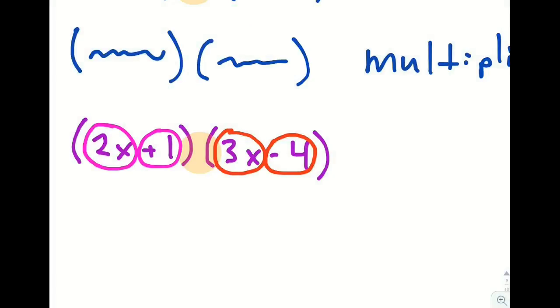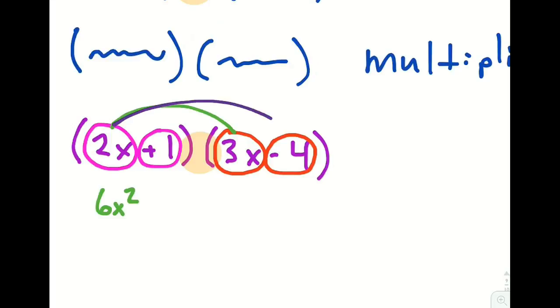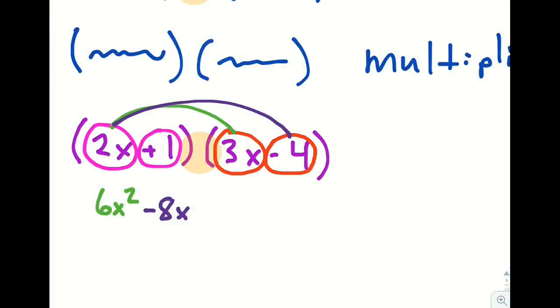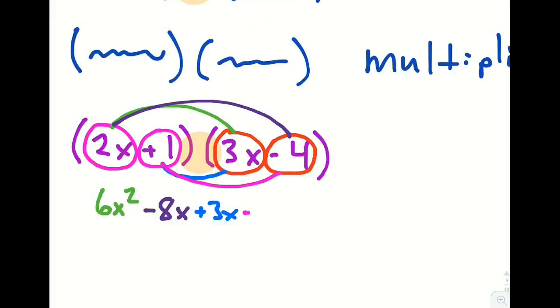So let's go ahead and choose a different color for each of these. The first one, I'm going to take my first one times the 3x. 2x times 3x. And 2 times 3 is 6. x times x is x to the second power. Next term I'm going to get is that same 2x, but times the other one in that second group. So 2x times a -4. 2 times -4 is -8, and then the x. I've used up that first term with each of the second ones, so now I'm going to go to the next one. I'm going to say that plus 1 and distribute it to the 3x. So I'm going to do plus 3x. And then I'm going to do a final one, that plus 1 times -4, and that's just -4.